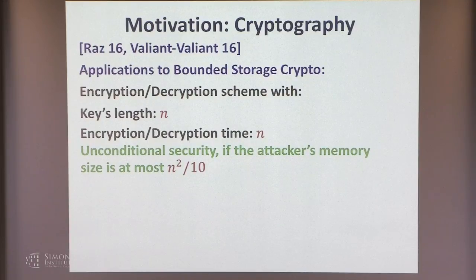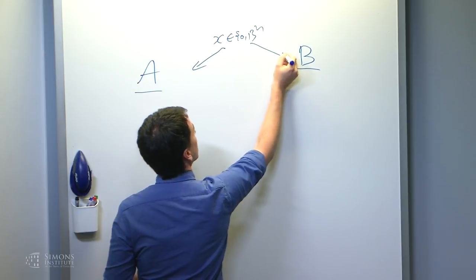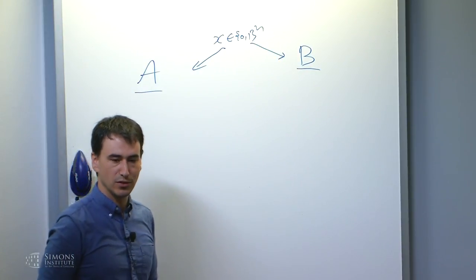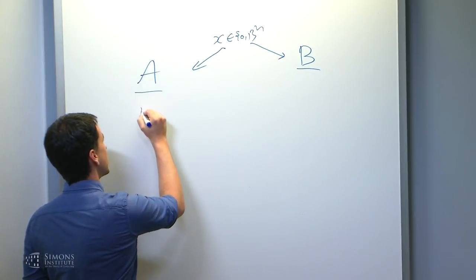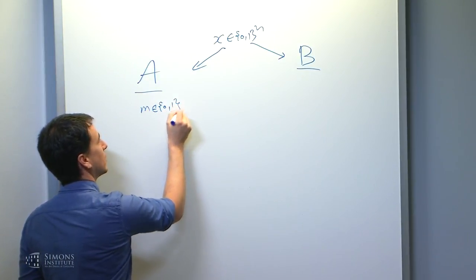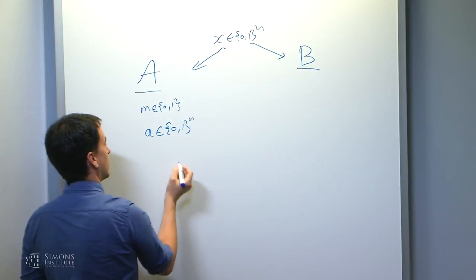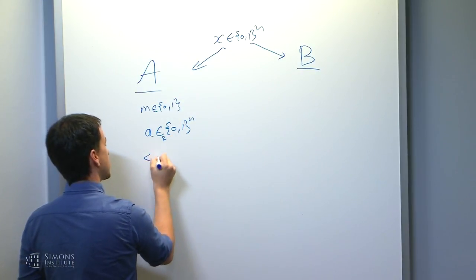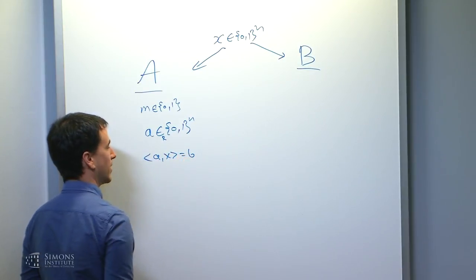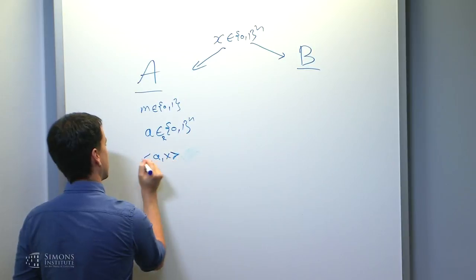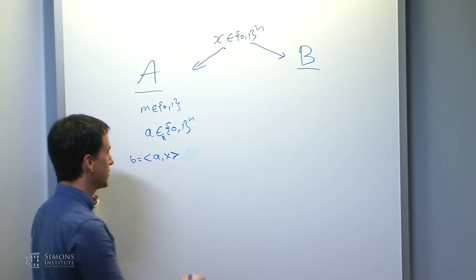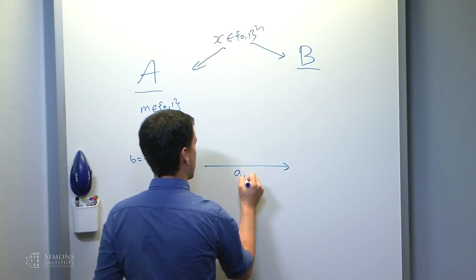I want to do it a little bit slowly. So we have Alice and Bob, and they draw x uniformly at random from {0,1}^n. This is their key, and the attacker doesn't know x. Whenever Alice wants to send some message m, think of a message as just one bit, she draws a uniformly at random from {0,1}^n. She computes b, the inner product of a with x, and then she sends a and m XOR b.